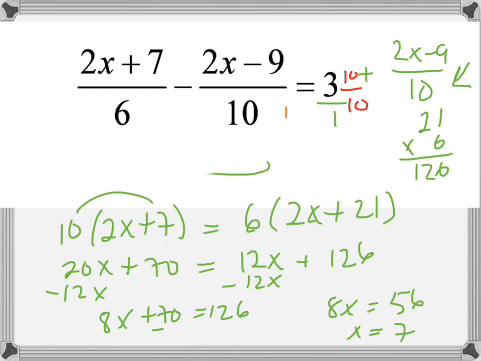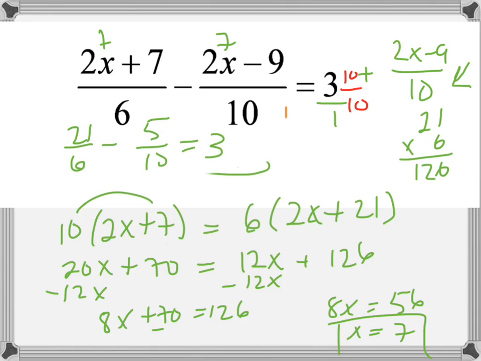So let's just check this mentally. 2 times 7 is 14 plus 7, so I'd have 21 over 6 minus 2 times 7, that'd be 14 minus 9, which is 5. So I have 5 over 10, and that's equal to 3. So I'm just going to do this really quick on the calculator. Okay, and that does come out right. So x is equal to 7. Okay, and that is the final thing. So make sure that you go back through it and make the change in the notes that you needed to from the mistake I made.